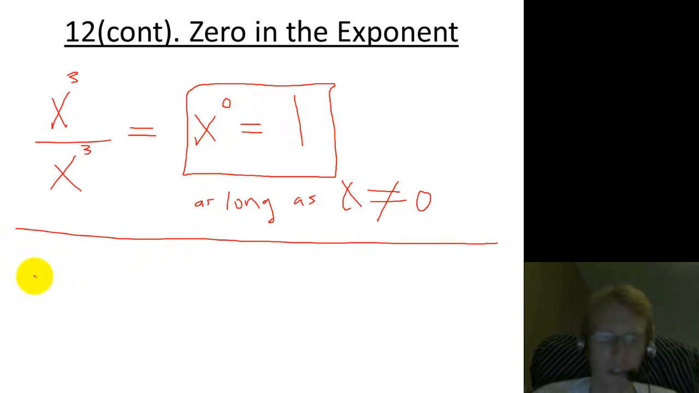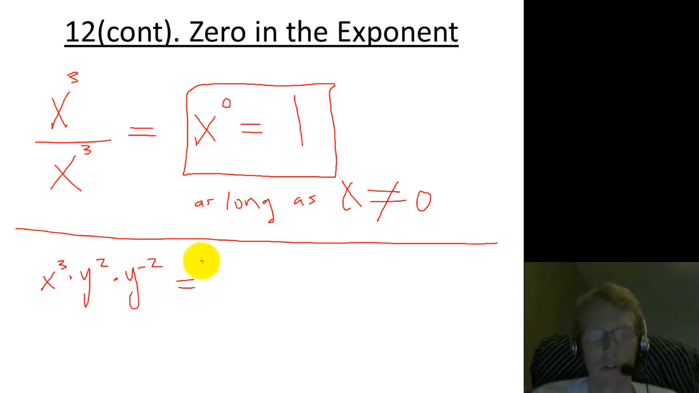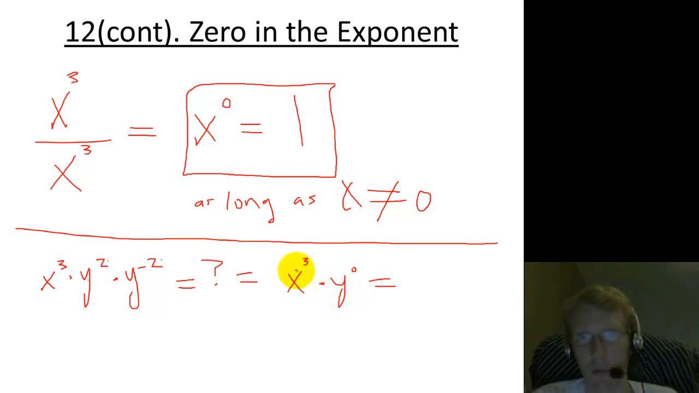Okay, so let's do one more example here. Let's do something like this. X cubed times y squared times y to the negative 2 equals what? Okay, well, x cubed, there's no other x's anywhere, so we can just write that, x cubed. Then here we have y squared times y to the negative 2. The rules of multiplication say that we should add the exponents, which gives us y to the 0. Okay, but we don't need to write this y to the 0 because it's just equal to 1. So this is just x cubed as our final answer.